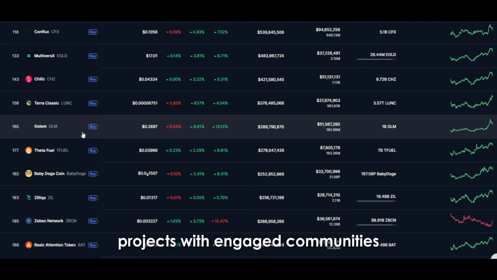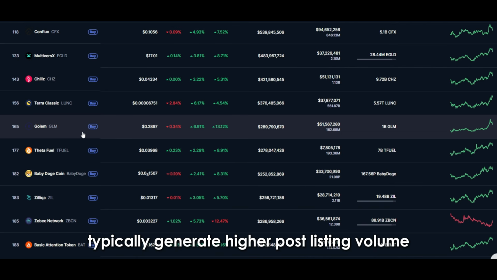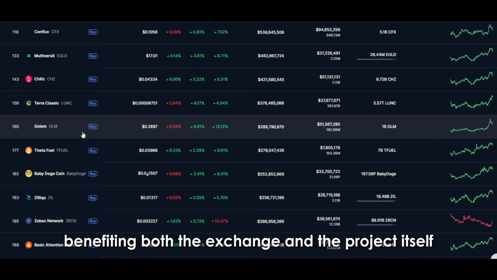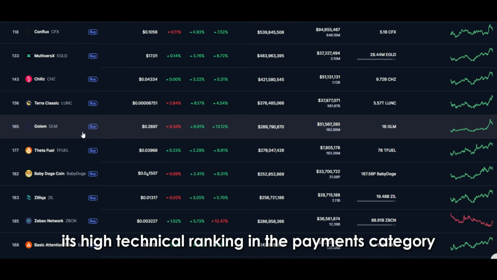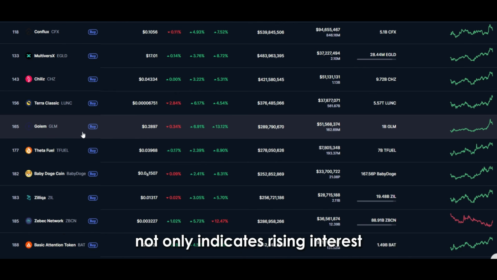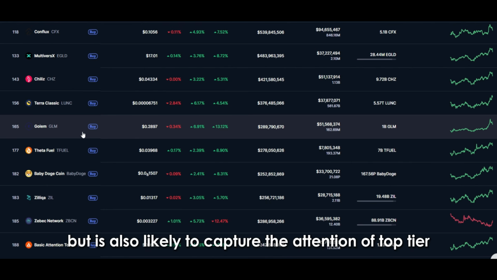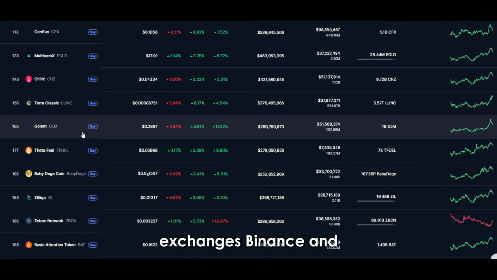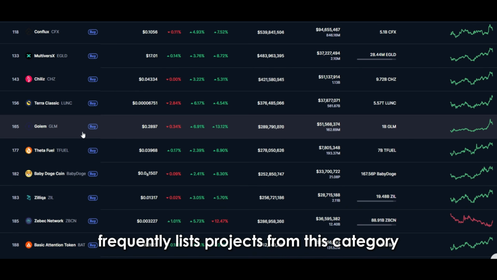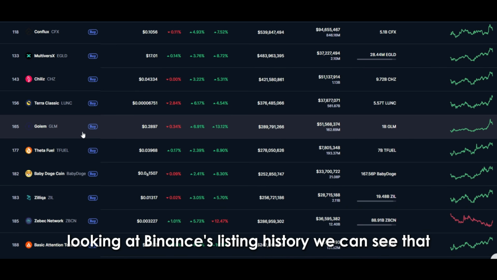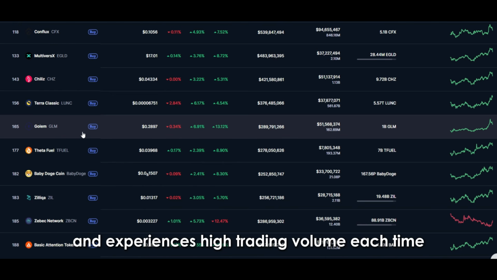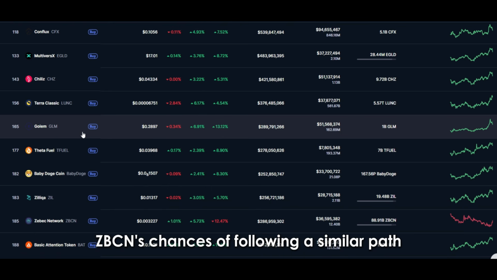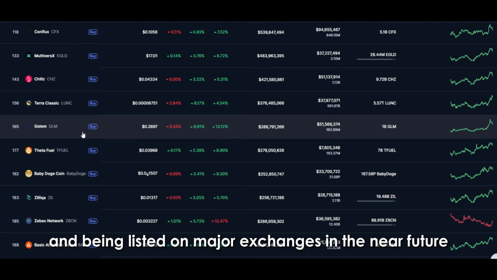Projects with engaged communities typically generate higher post-listing volume, benefiting both the exchange and the project itself. When analyzing ZBCN's current position, its high technical ranking in the payments category not only indicates rising interest, but is also likely to capture the attention of top-tier exchanges. Binance, in particular, frequently lists projects from this category. Looking at Binance's listing history, we can see that it consistently selects coins from this category and experiences high trading volume each time. This significantly boosts ZBCN's chances of following a similar path and being listed on major exchanges in the near future.